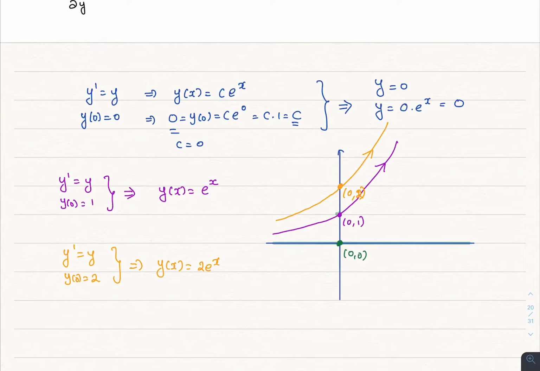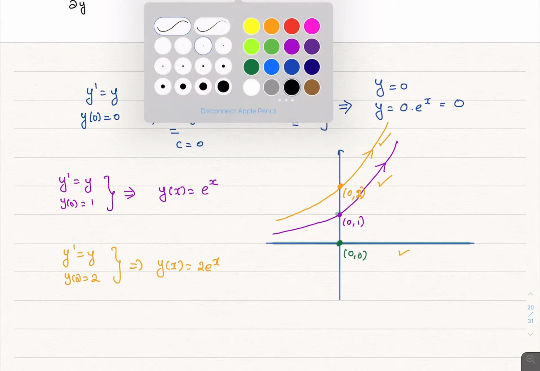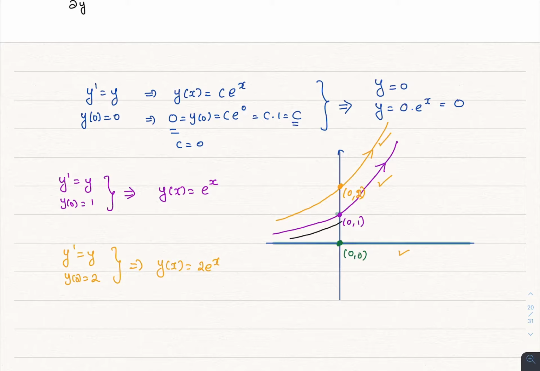And now the next question comes, right? We can think about the next question. So I have a solution to the initial value problem. I have one of them here. I have another one here. I have another one here. Is it possible I have another solution that is starting somewhere here and intersects? Is it possible?